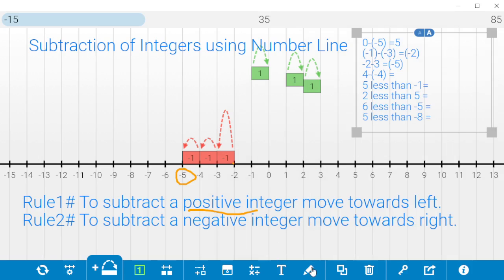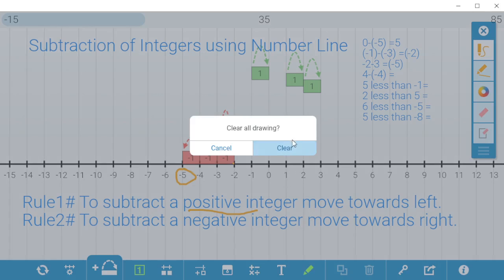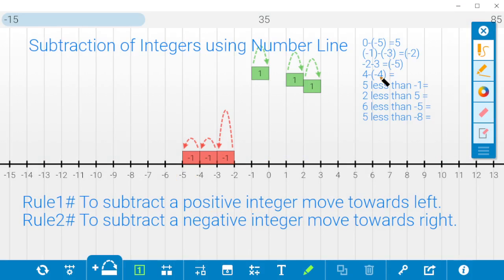Now the next one, 4 minus of minus 4. So first of all, let me mark number 4. Now we have to subtract a negative integer. That means we have to apply this rule number 2 and move towards the right direction about 4 steps. So let us see that.